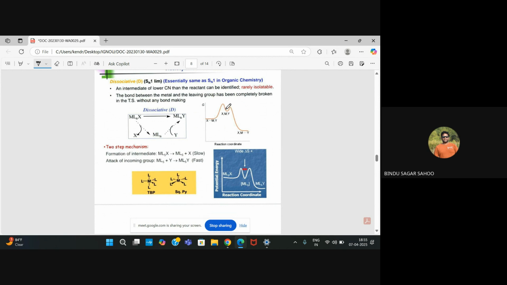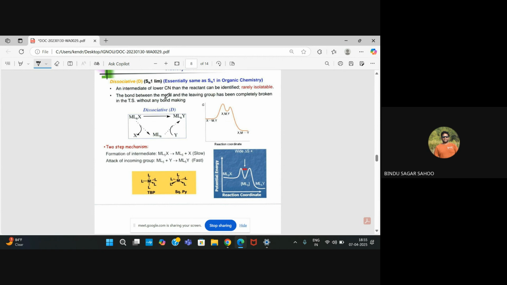So particularly you need to remember that this part is the important part. This is the potential energy position of the intermediate. So when in a reaction pathway there is a formation of this type of structure, we can predict that this one is the intermediate position. Okay, similar things are written here also.